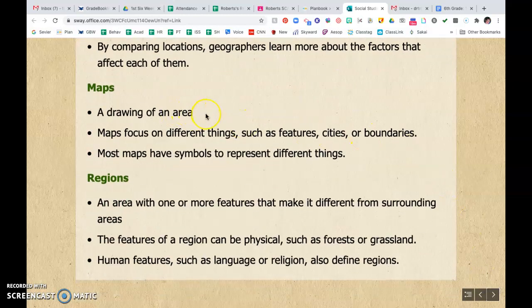We know that a map is a drawing of an area. It can focus on things such as cities or boundaries or features. Most maps have symbols that represent different things, so you know what you're looking for when you look at the map. And then regions. A region is an area with one or more features that make it different from the surrounding areas. The feature of a region can be physical, like forest or grassland, or human features like language or religion also define regions.